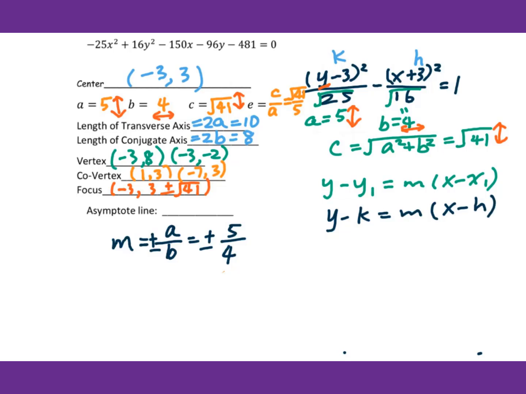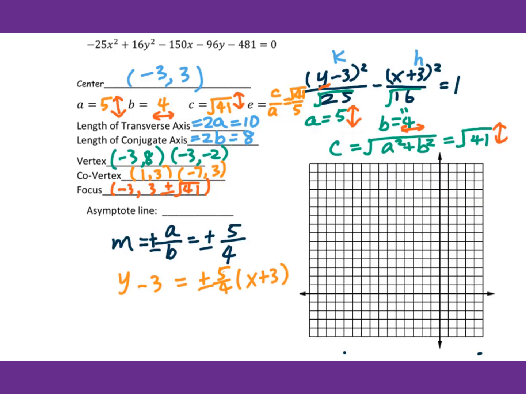Therefore, the asymptote lines, we will get y minus 3 equals plus or minus 5 over 4 times x plus 3. Now we sketch the graph. First of all, you will get the center, that is negative 3, 3.